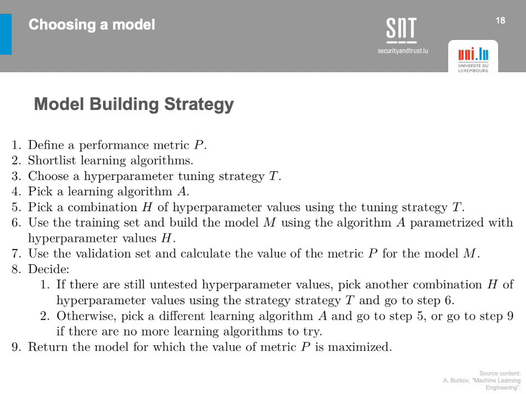So let's recall a bit what the model building strategy is. To build a model, you start with a metric P, a performance metric. This metric measures how good the performance of your model is. You can make a short list of learning algorithms, of model types that you want to use. So you may want to use a decision tree, a neural network, a random forest, this kind of thing. Then in step 3, you choose a hyperparameter tuning strategy.